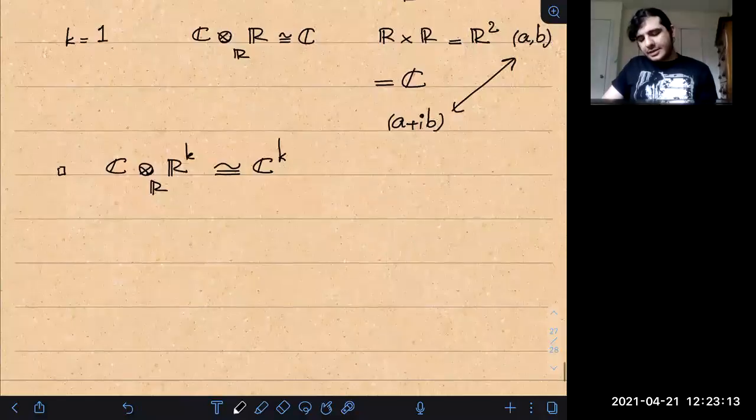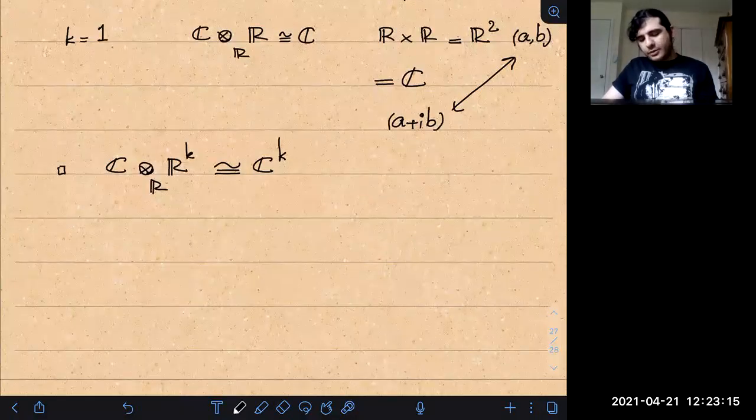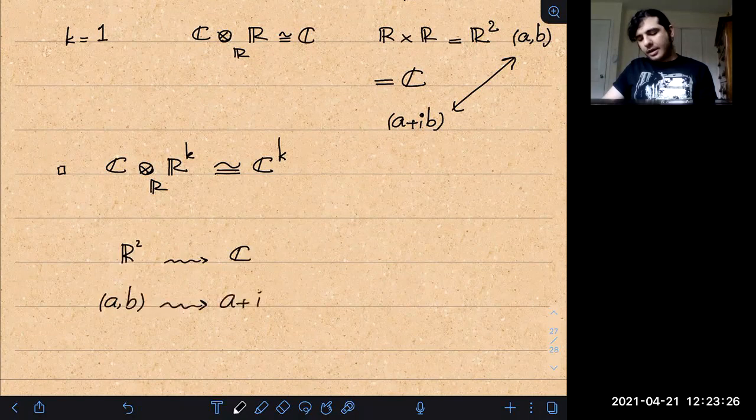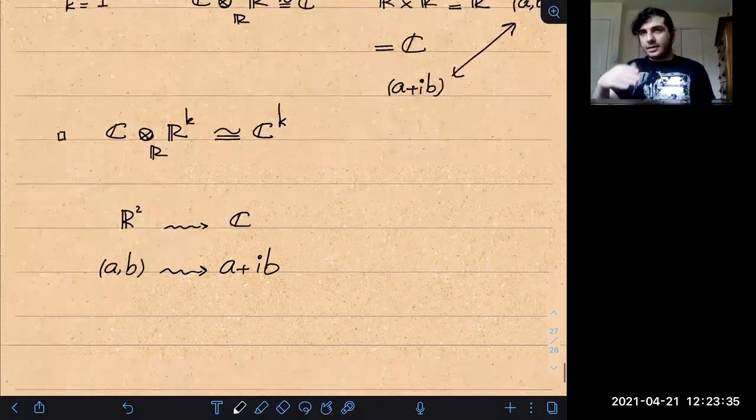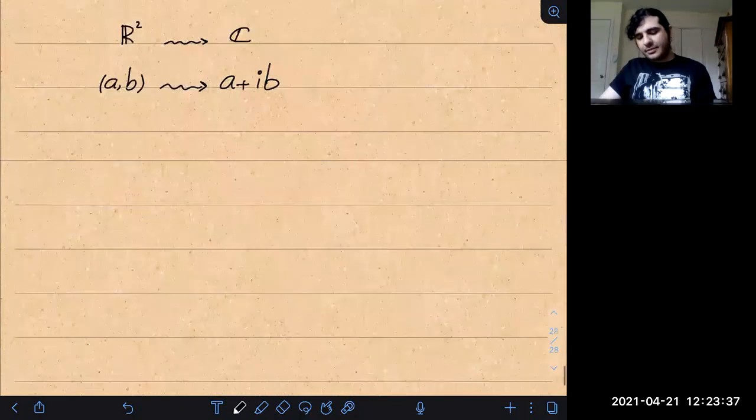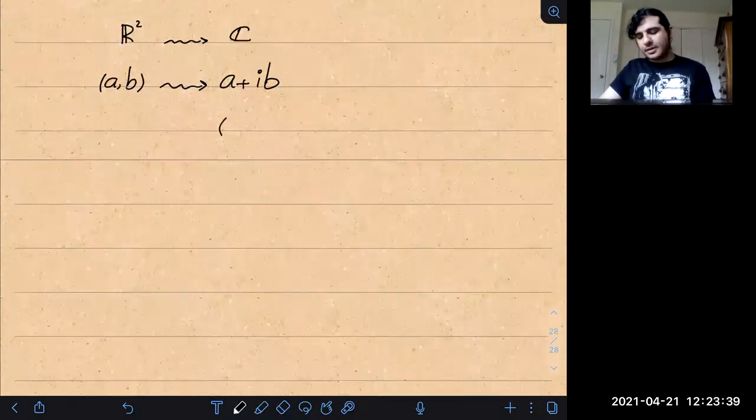Okay, I get it. So you see, rather than R², we want to think about this space as C. And rather than (a, b), we want to think about it as a + ib, right? And then if we do that, the right-hand side would be a vector space over C. We can multiply things by elements in C. For example, if I take another complex number, c + id, I can multiply that by a + ib.